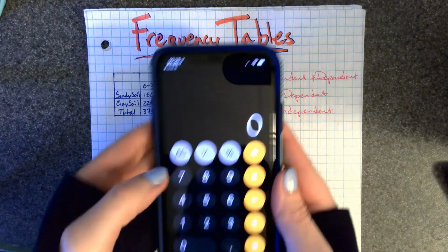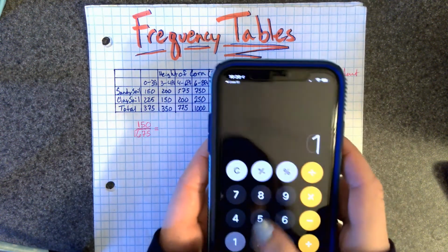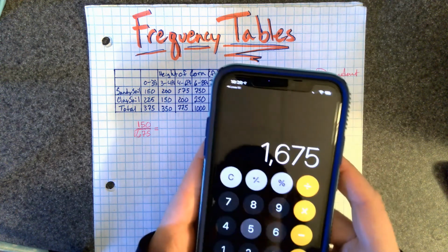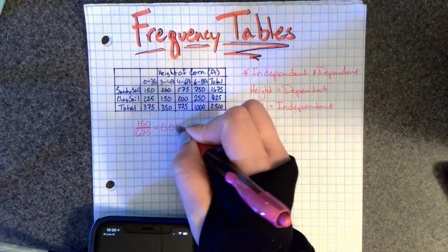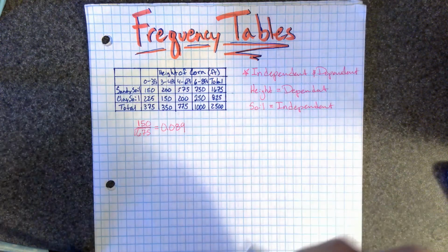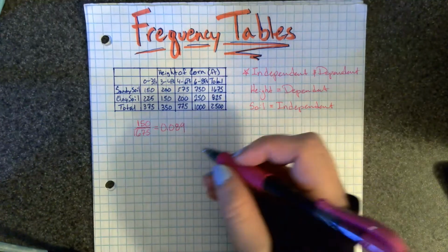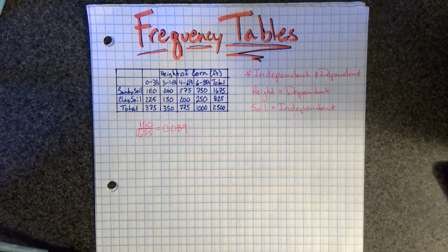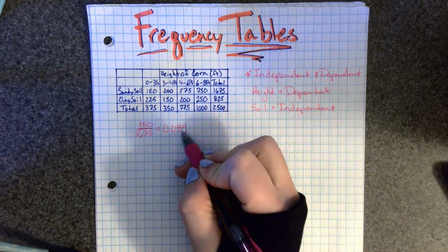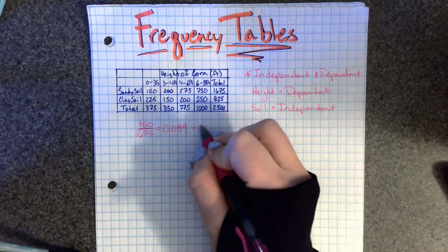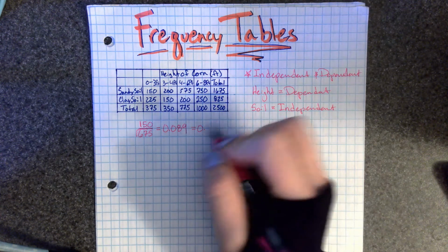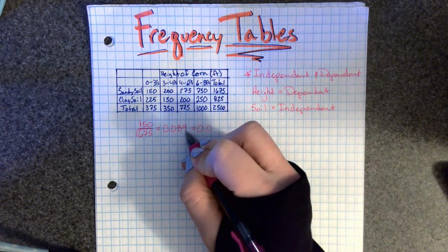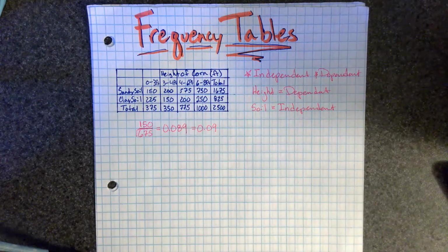So, I don't know about you, but I can't do that in my head. So, let's divide 150 by 1,675. So, that's told me that it is 0.089. We're rounding. We're getting rid of the rest of the stuff. Typically, you only really want to go out to the hundredths. So I could round this again. Remember, if this number is over 5, you round up. If it's below 5, you stay. So because 9 is above 5, we're going to round that 8 to 9.